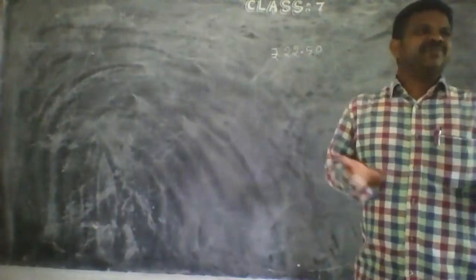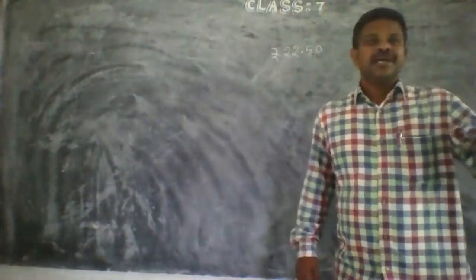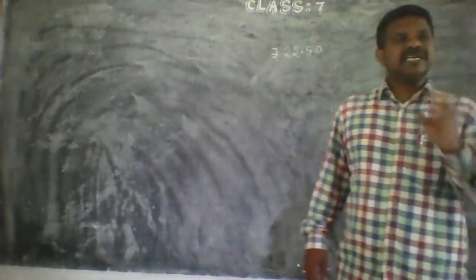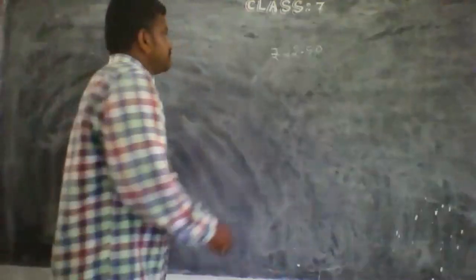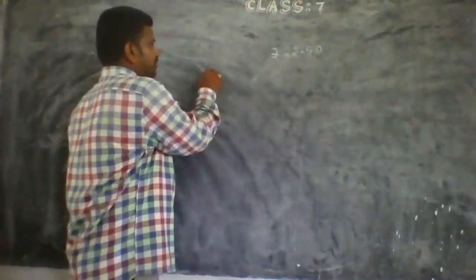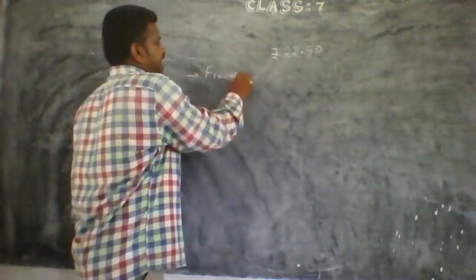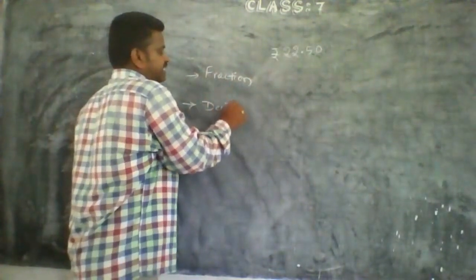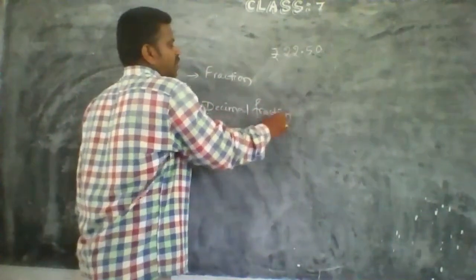So what is a decimal, and what are decimal fractions? Where do we use this decimal point? All these things we have to learn in this chapter. So what are fractions? What is a fraction and what is a decimal fraction? Can you tell me what is a fraction?